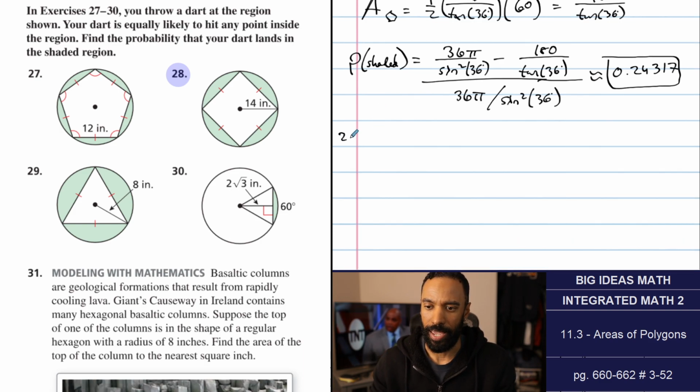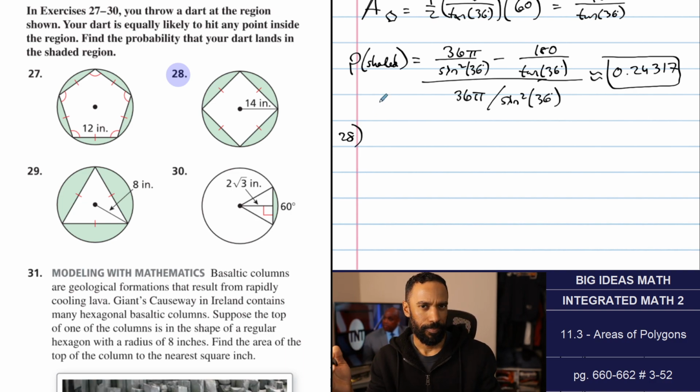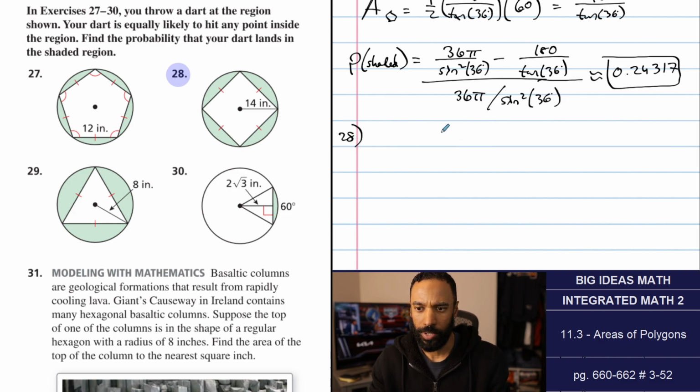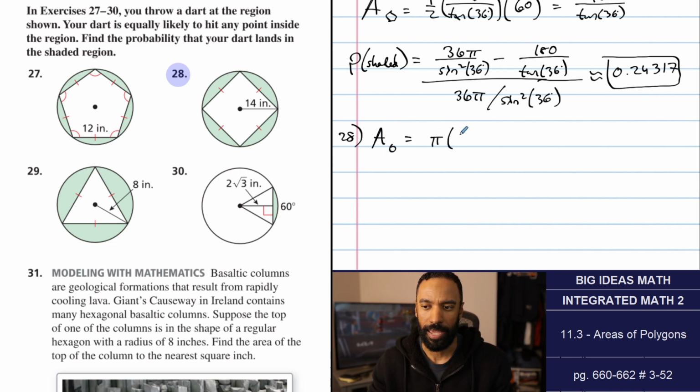All right, number 28. And these are pretty drawn to scale too, so it's good to trust. Okay, so this is a square, right? It's a regular quadrilateral, it's a square, which is pretty big that we can work off here. First, what we do have is the radius, not just of the square, but of the circle. So the area of the circle in this case is pi times 14 squared. That's 196 pi square inches.